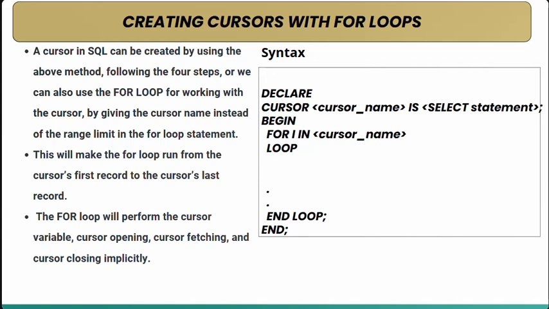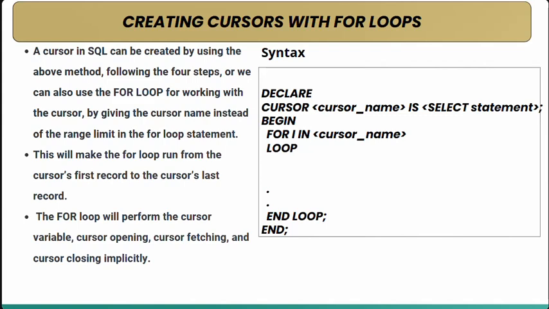Another way to create an explicit cursor is using for loops. In the for loop for working with the cursor, we give the cursor name instead of the range limit in the for loop statement. This will make the for loop run from the cursor's first record to the cursor's last record. The for loop will perform the declaration part, opening the cursor, fetching the data from the cursor and closing the cursor by itself.